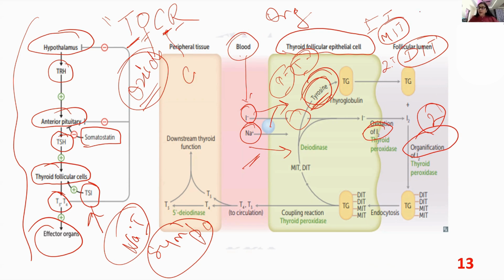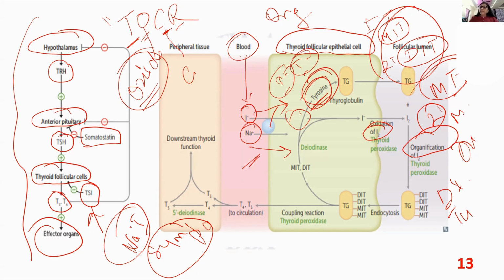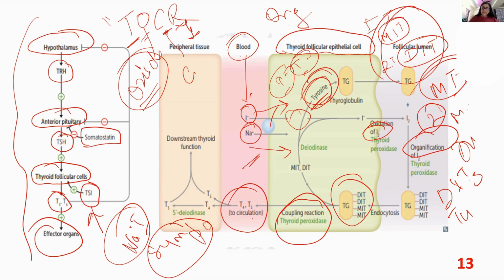Coupling means they will all combine together. MIT can combine with another MIT to form DIT, or 2 DIT will combine to form a tetraiodine molecule, or MIT will combine with DIT to form triiodotyrosine. This coupling reaction happens here, again over the base of thyroglobulin. Then the last step is release. The hormones which are coupled are now ready to be released in the circulation. T4 and T3 are released in the system.